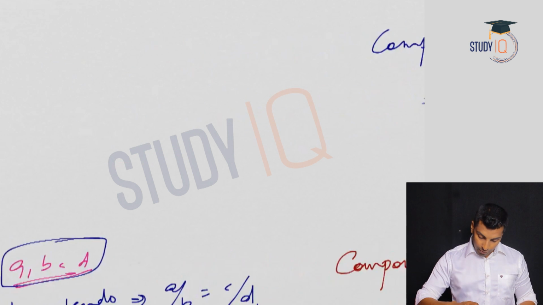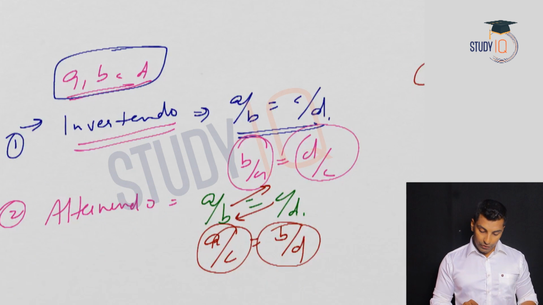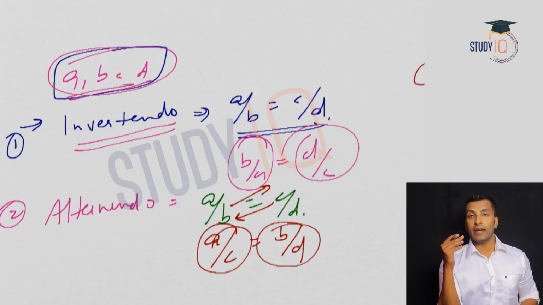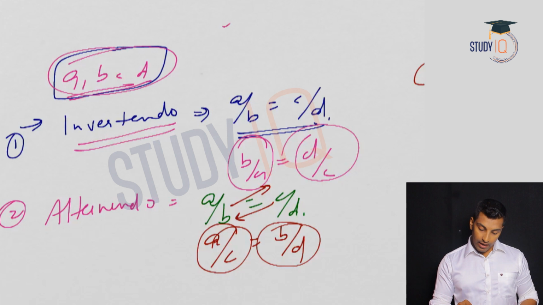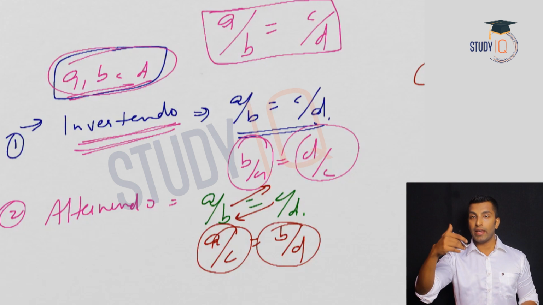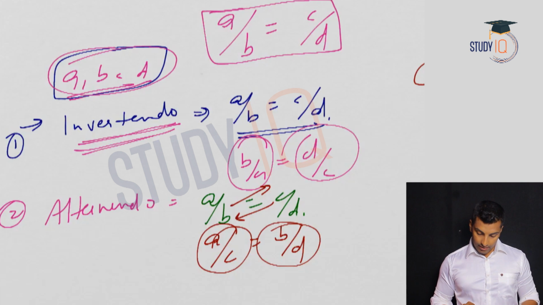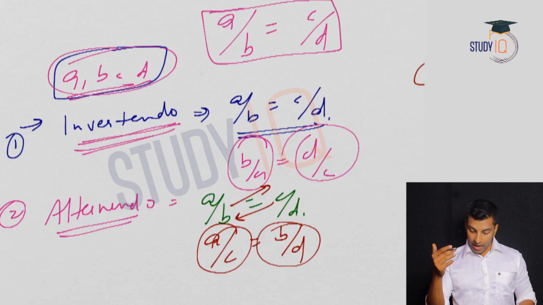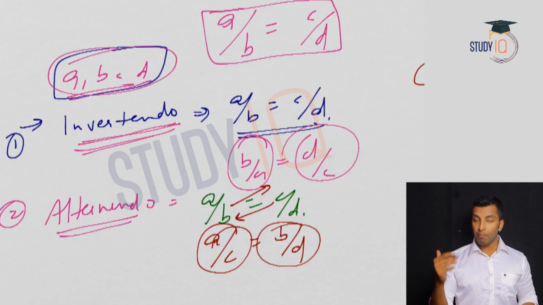Okay, so five points that we have discussed. We started off with this assumption, right? Four quantities are proportional. That means in all the five properties that we have discussed, the assumption is A by B equal to C by D. So A, B, C, D are proportional. Then invertendo means you reverse it. That means B by A equal to D by C. Then alternando means A by C equal to B by D.